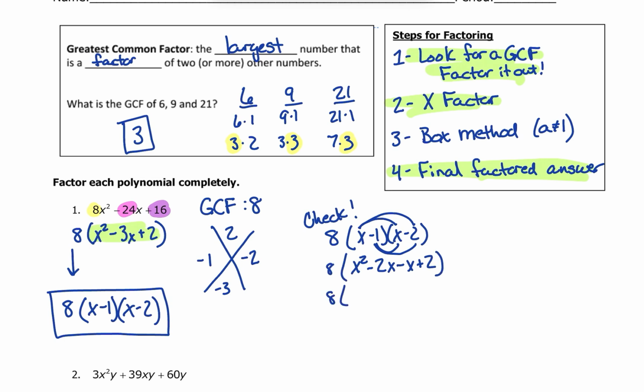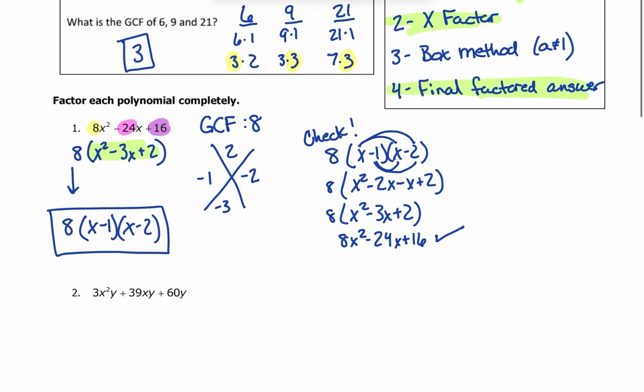So 8 times x squared minus 3x plus 2 gives us 8x squared minus 24x plus 16. Since this is what we had originally for our function, that tells us that we got it correct. So you can always check by multiplying your factors back through.